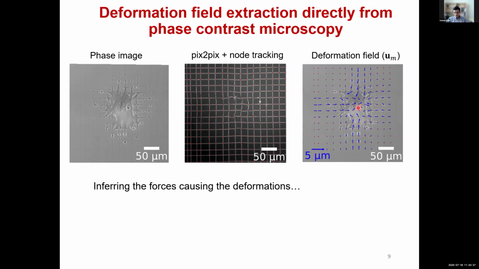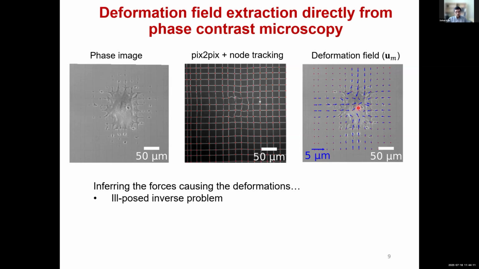And the question I want to focus on now is how do you go from this deformation field to the forces? The problem is that going from deformations to tractions, or forces exerted by cells, is ill-posed because of essentially Saint-Venant's principle, which tells us that statically equivalent forces can produce the same deformation far away from the point of application of the forces.